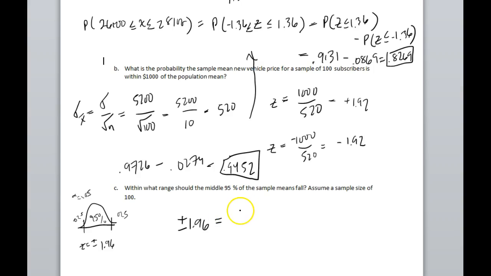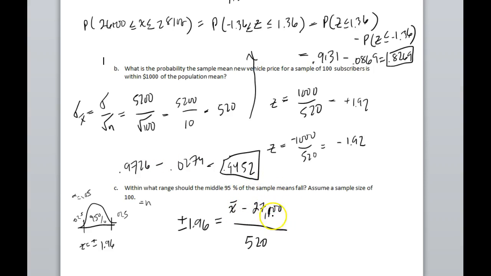We have our z formula, which is just going to be x bar minus mu, right? So mu is 27,100, and that's going to be all over sigma sub x bar. Now, because we have an n equal to 100 here, we're using the sigma sub x bar from our last part, the 520. If we had a sample size of 75, say, we'd have to calculate a whole new sigma sub x bar. If we had a sample size of 50, just go up to problem A and look there.